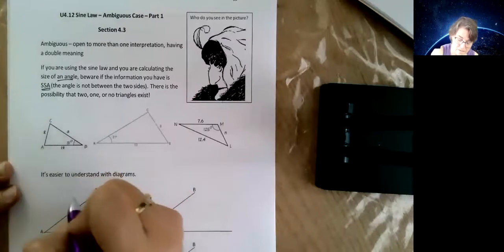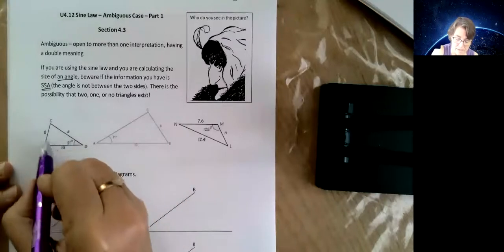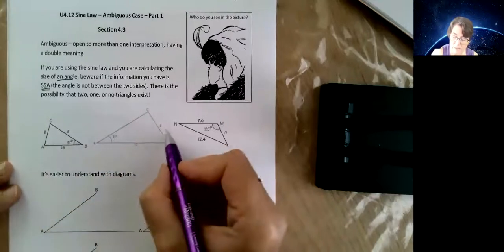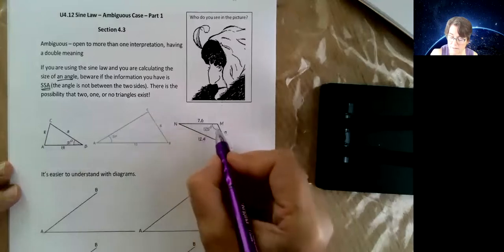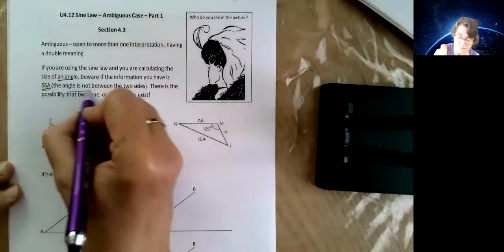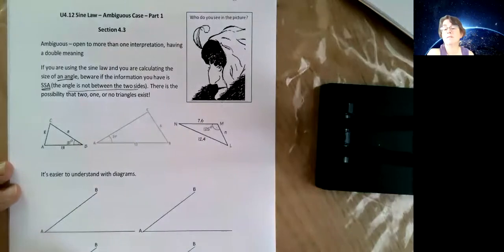So let's take a look at what a side-side-angle looks like. A side and a side and an angle. Basically, if the angle isn't between the two sides you're given, you need to be really careful. And here's what I'm talking about if we have one triangle, two triangles, or no triangles. The next video is going to show you what the calculations look like.